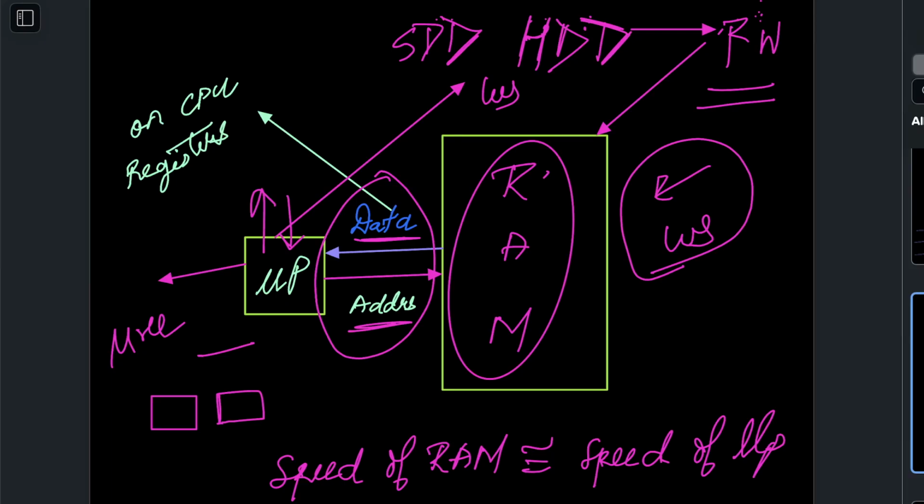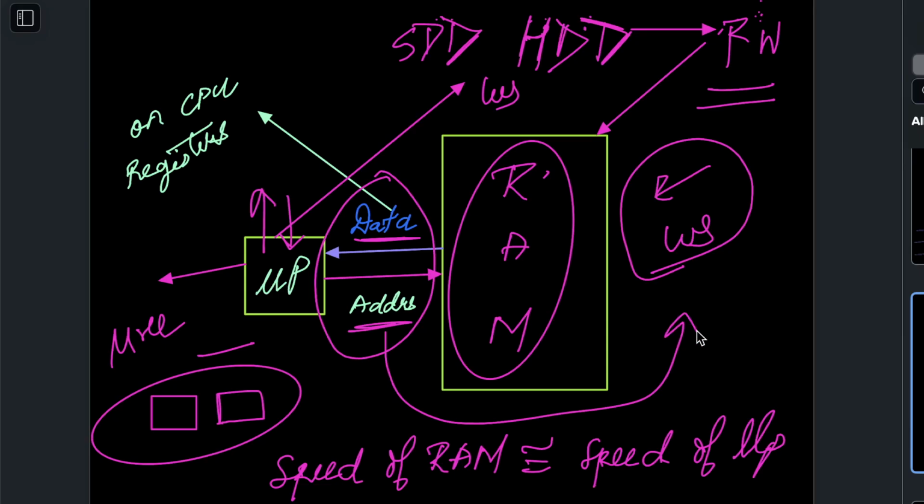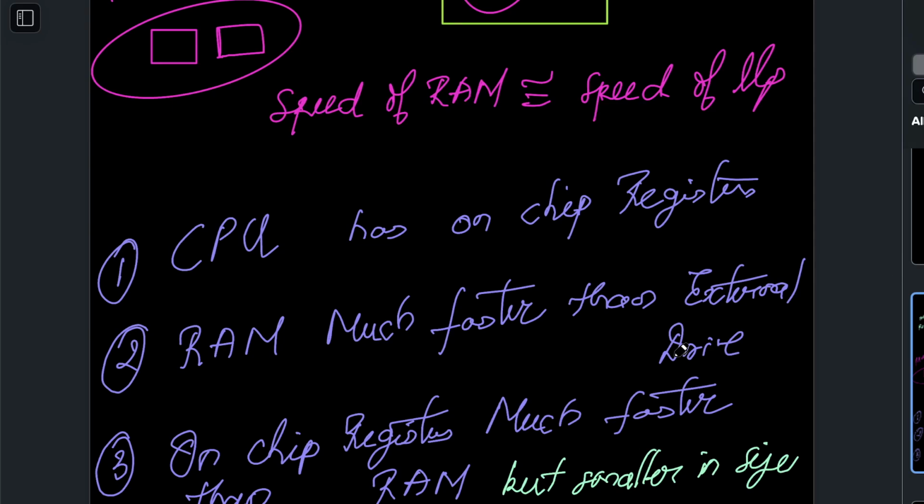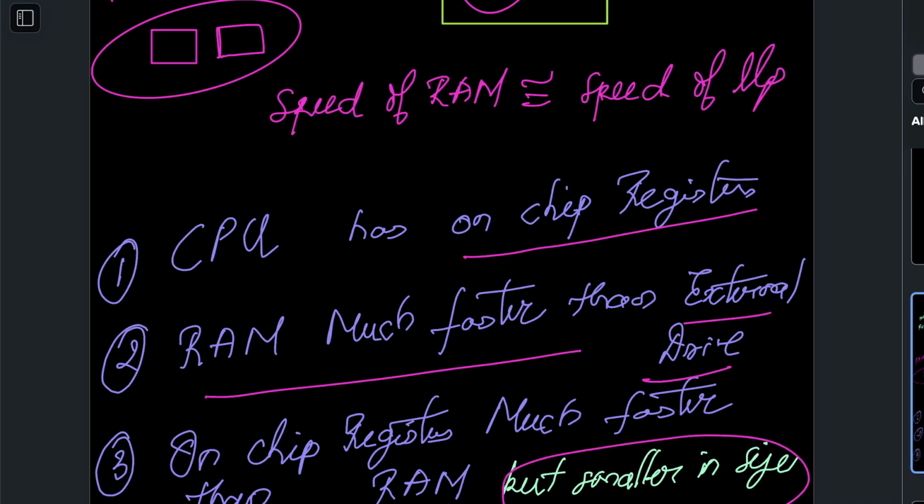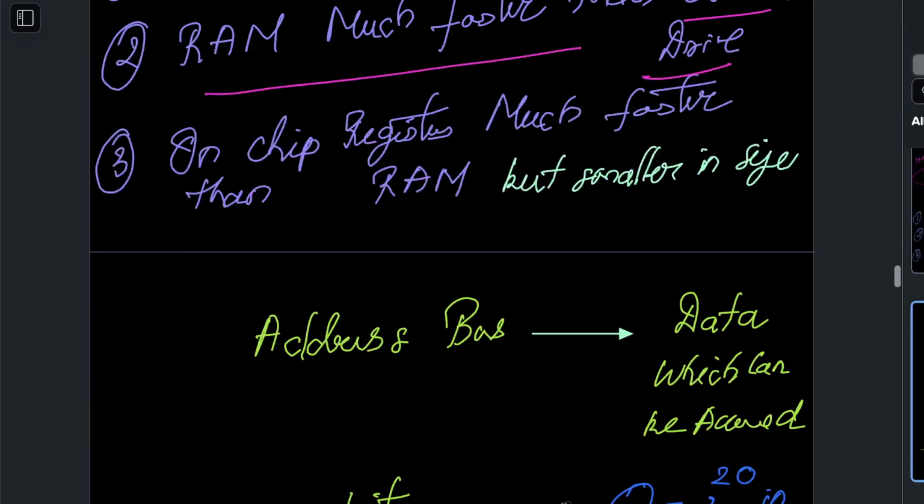Now the problem is that the CPU registers are very small, while the address bus in most processors is very big. The CPU has on-chip registers. The RAM is much faster than the external drive, and the on-chip registers are much faster than the RAM, but they are smaller in size. That is the whole problem.